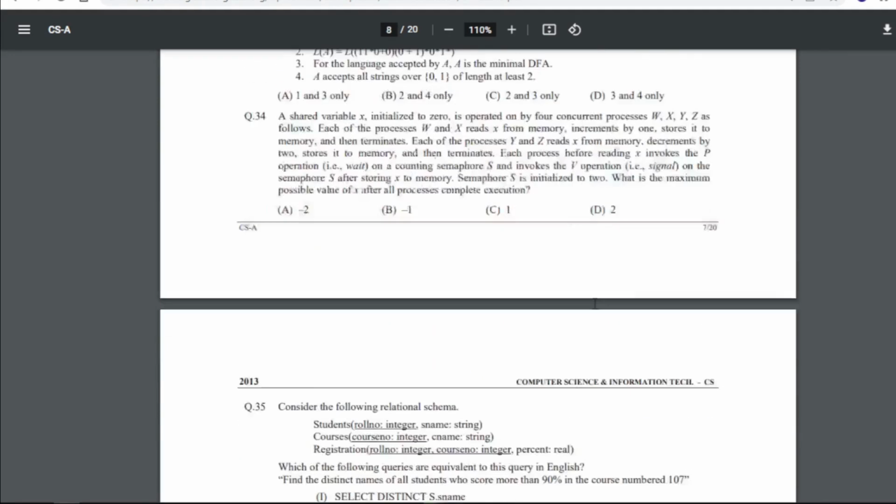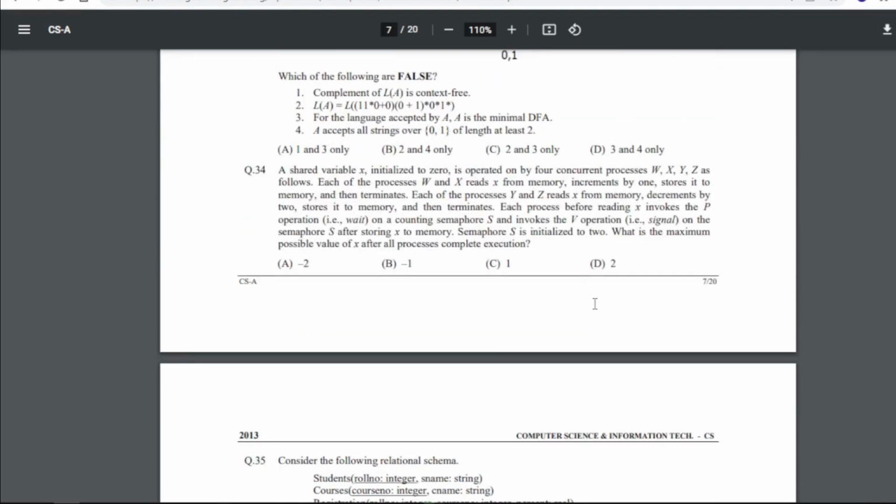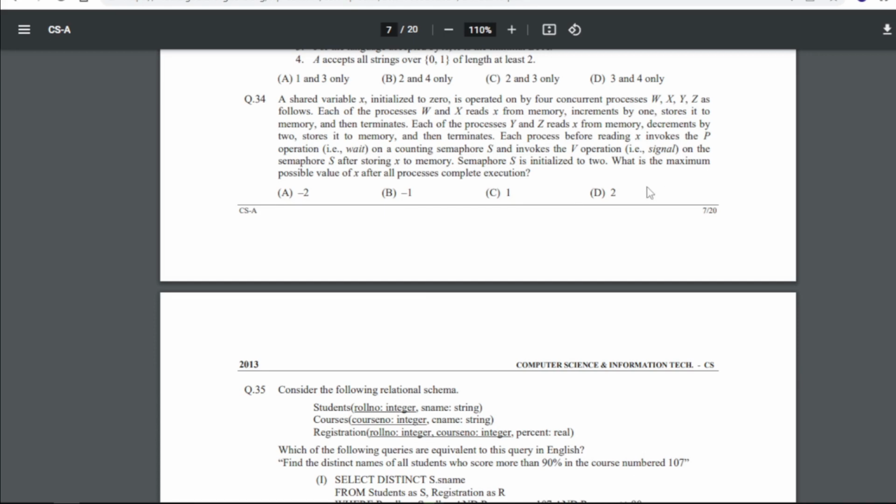That means option D. 34: a shared variable x initialized to 0 is operated on by 4 concurrent processes W, X, Y, Z as follows. Each of the processes W and X reads x from memory, increments it by 1, stores it to memory, and then terminates. Each of the processes Y and Z reads x from memory, decrements it by 2, stores it to memory, and then terminates. Each process, before reading x, invokes the P operation, that is wait, on a counting semaphore S, and invokes the V operation, that is signal, on the semaphore S after storing x to memory. Semaphore S is initialized to 2. So what is the maximum possible value of x after all processes complete execution? So for 34 our answer is D, that is 2.